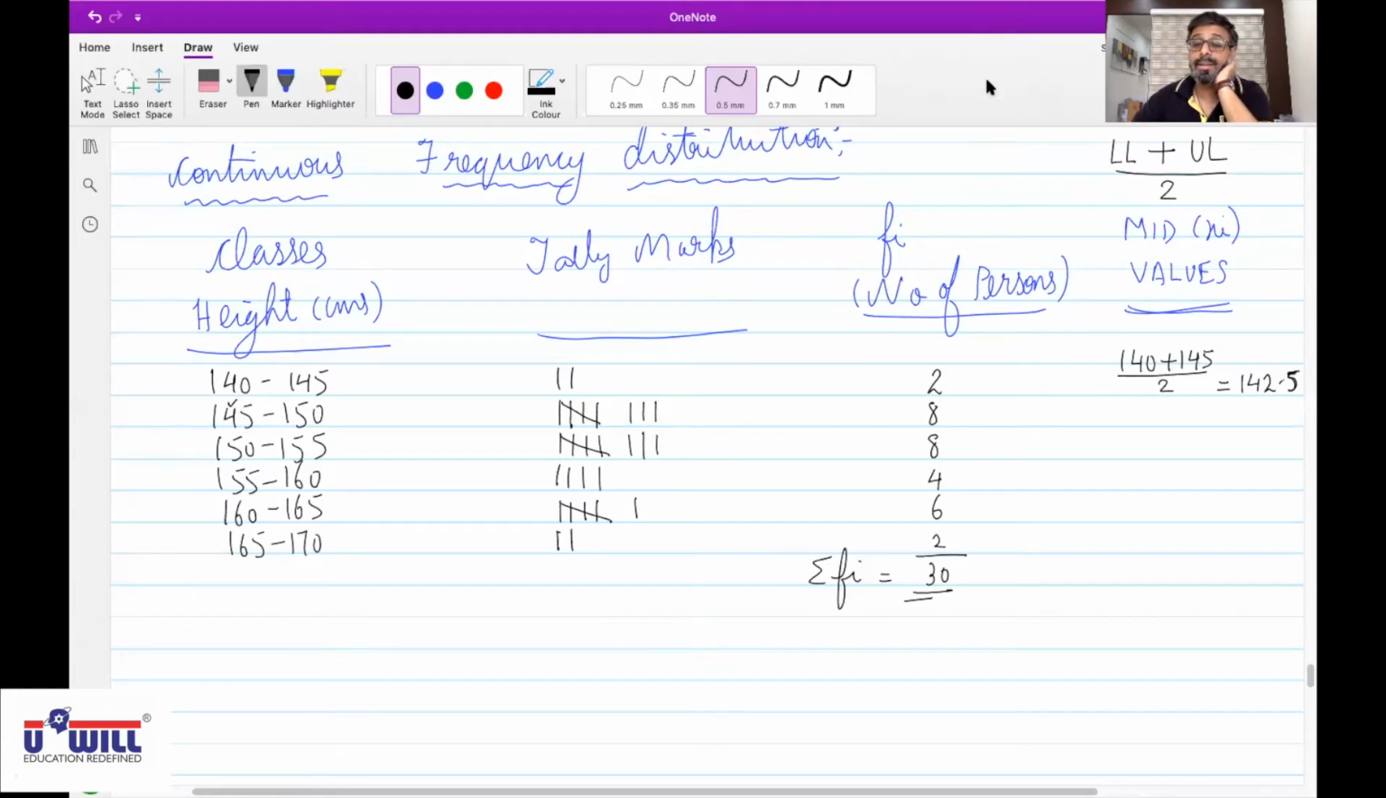Now all of you listen carefully. Trick, shortcut method. Don't find the other mid values. Tanisha, what is the class length? 5. Keep on adding 5. What is 142.5 plus 5? 147.5. Plus 5? 152.5. Plus 5? 157.5. Plus 5, 162.5 plus 5, 167.5.